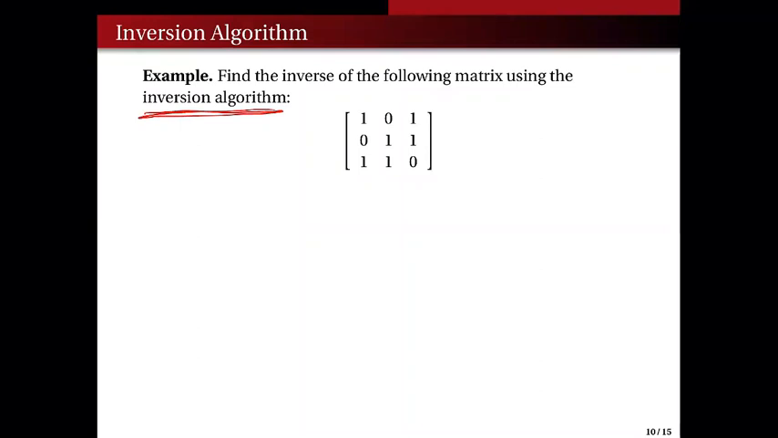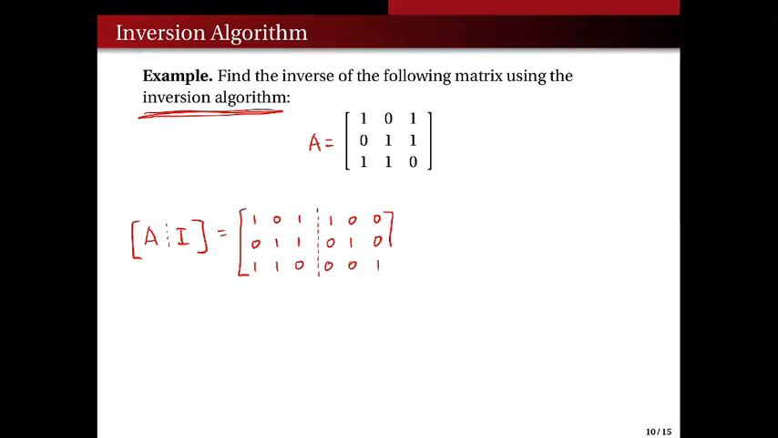This is our matrix A, for example. So we have this A, we augment the identity matrix. So what does this mean? You have here 1, 0, 1, 0, 1, 1, 1, 0, 1, 1, 0. And then you augment the identity matrix. So the identity matrix is 1, 0, 0, 0, 1, 0, 0, 0, 1.